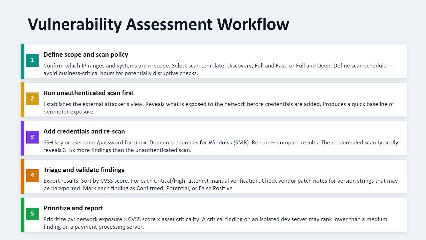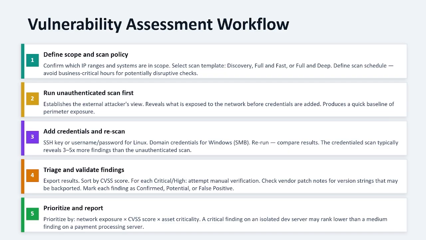Vulnerability assessment workflow: you define the scope and scan policy. You confirm which IP ranges and systems are in scope. You select the scan template. For OpenVAS, that's discovery, full and fast, full and deep, anything of that nature. Then you run an unauthenticated scan first, which is the external attacker's view. Once you have run the unauthenticated scan, you add the credentials and run an authenticated scan with SSH keys or Windows SMB.